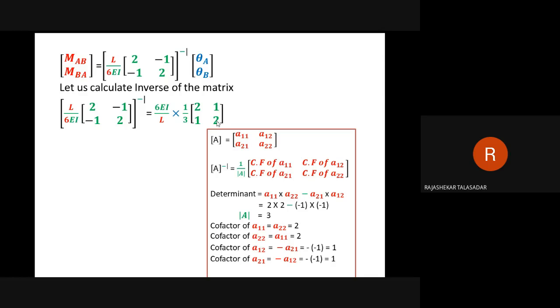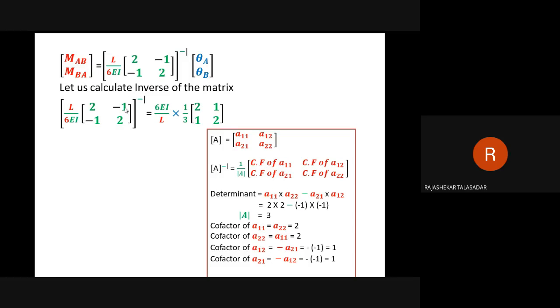I will put here. Next, cofactor of A12, cofactor of this is minus of A21. What is A21 here? This one. Look at this. Minus into minus 1, that will become plus 1. That is cofactor of 1, 2. Similarly, the cofactor of A21 will be minus of A12. This A12 is minus 1. Minus of minus 1 is plus 1. That is what I am writing here. So this is how to get the cofactors of this matrix.